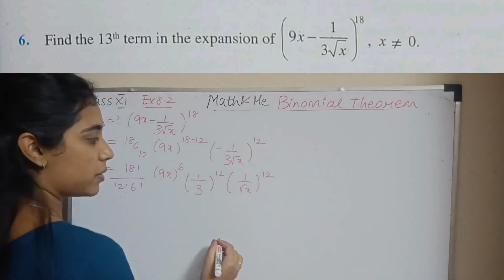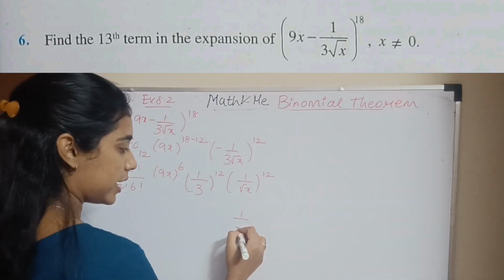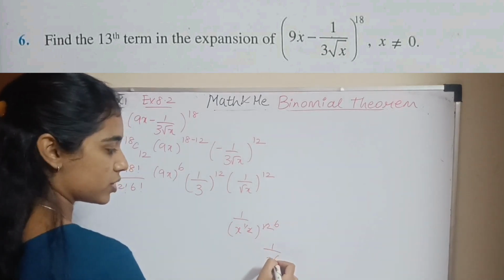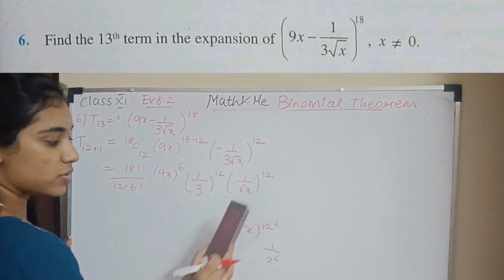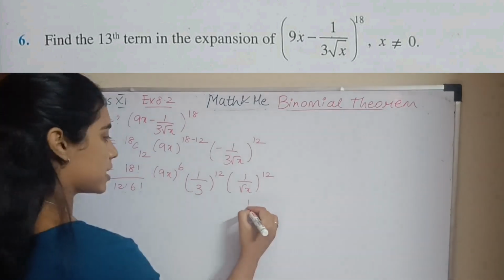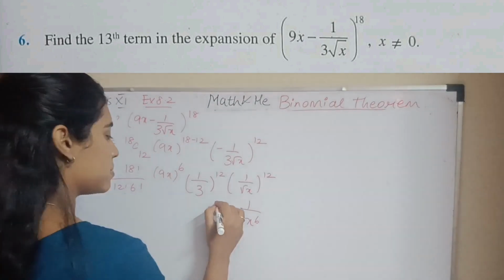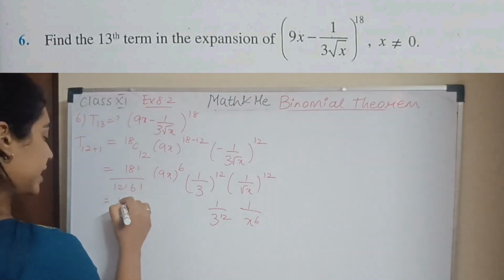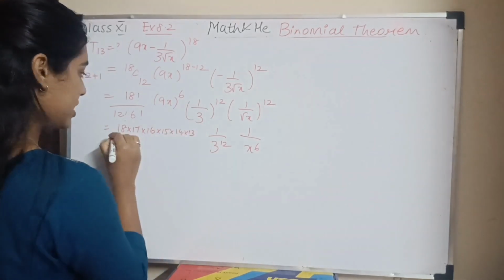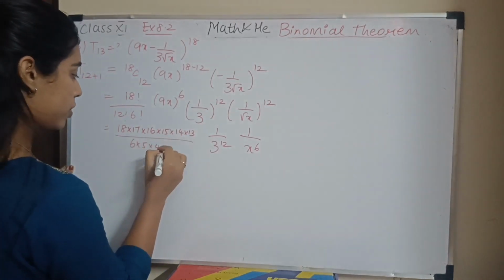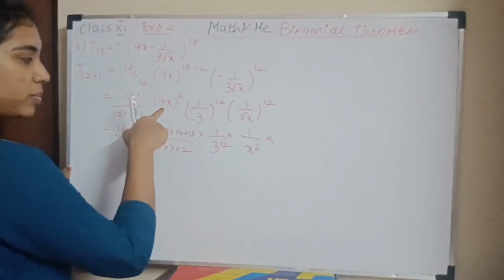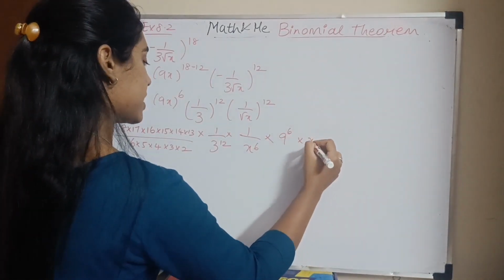So what is (1/√x)^12? It is 1 by x^(1/2 times 12). So this becomes 6, so it is 1/x^6. So (1/√x)^12 is 1/x^6. This becomes 1/3^12. 18 into 17 into 16 into 15 into 14 into 13 divided by 6 into 5 into 4 into 3 into 2 times, don't leave this (9x) the whole power 6. So I have 9^6 times x^6.